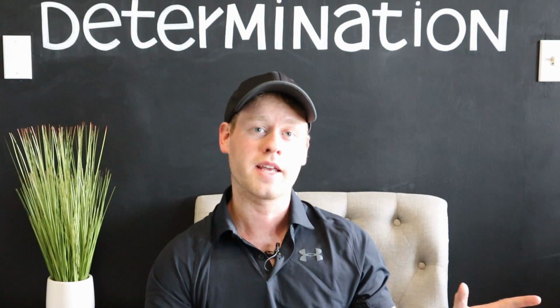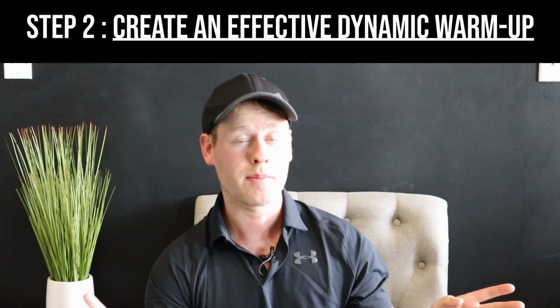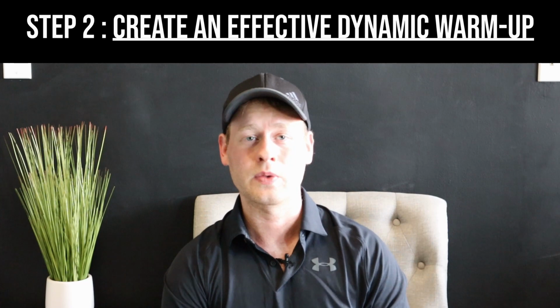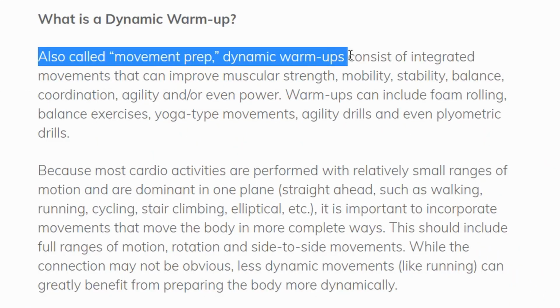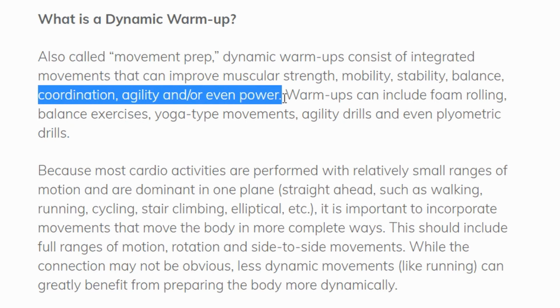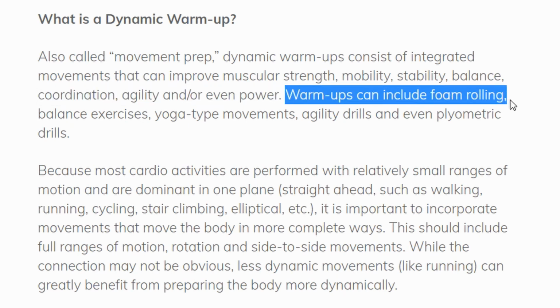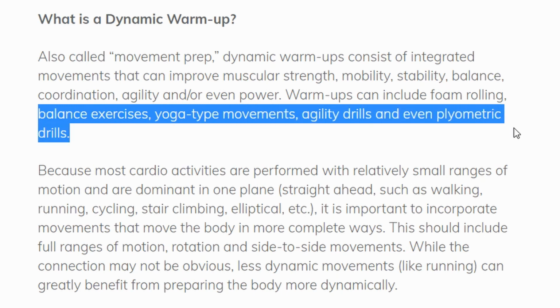Step number 2 in creating a perfect personal training session is creating a proper dynamic warm-up. According to ACE, which is one of the top certifying agencies in personal training, also called movement prep, dynamic warm-ups consist of integrated movements that can improve muscular strength, mobility, stability, and balance, coordination, agility, or even power. Warm-ups can include foam rolling, balance exercises, yoga-type movements, agility drills, and even plyometric drills.